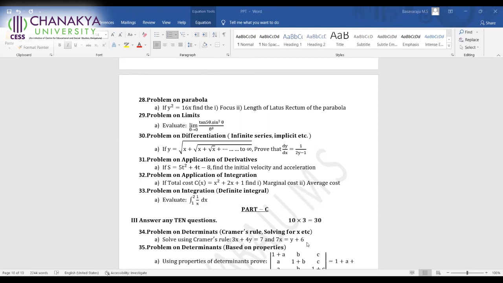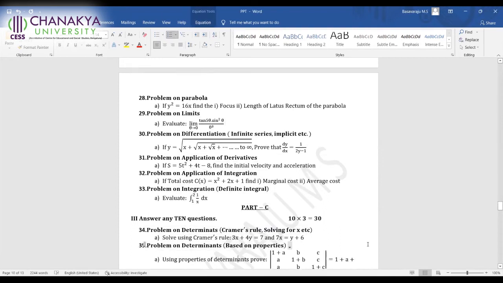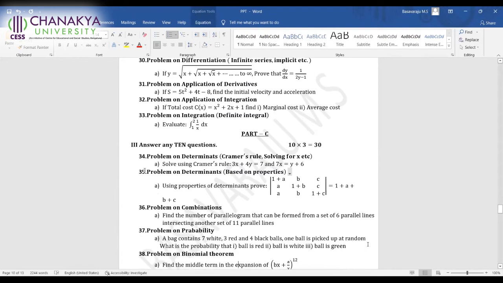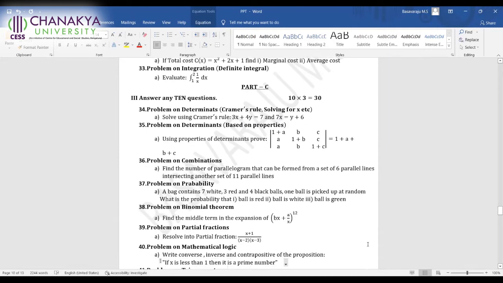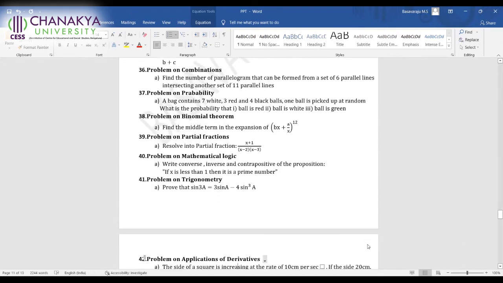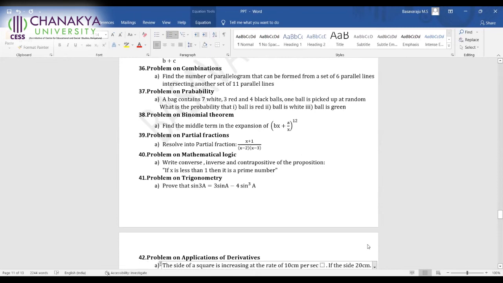Okay, coming to the 3 marker section. In the same way, in 3 marker also, we'll be having 18 questions. I've just listed out all the 18 questions in the positions where they may ask the problems. So we'll discuss one by one.